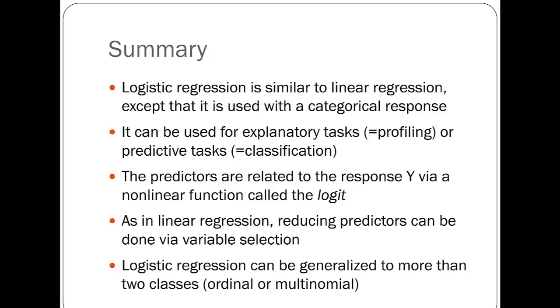You want to keep in mind that the predictor variables are related to the y variable through a nonlinear function, and that function is called the logit function in this case. There are other functions you can use, probit for example, or complementary log, but this is an example of nonlinear regression, so you've actually done some nonlinear regression once you've gotten to this point. We can still do variable selection like we did in regular linear regression. And finally, keep in mind that logistic regression can be used on categorical variables that have more than 2 categories.